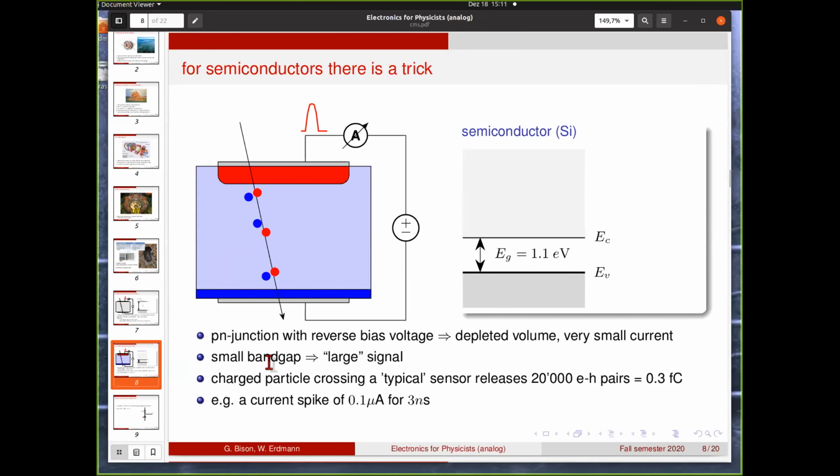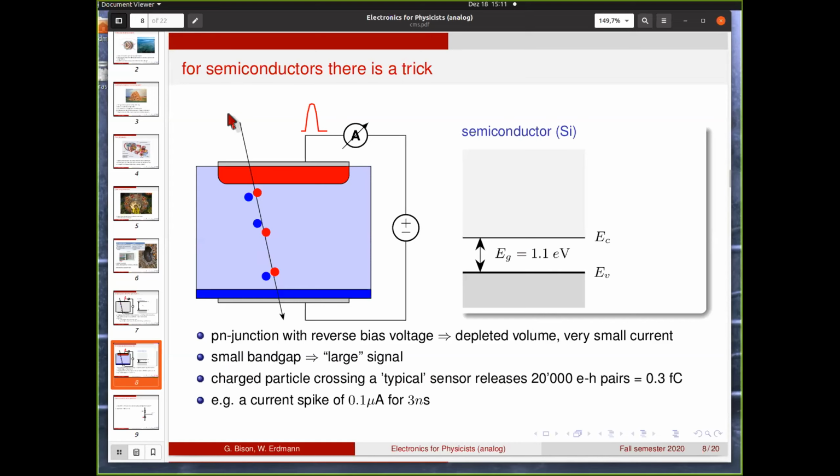Still, you have the small band gap of only 1 electron volt. For diamond, it's more like 5 electron volts. So you get a lot more charge in the silicon than you would get with the diamond. Where a lot is still relatively small.